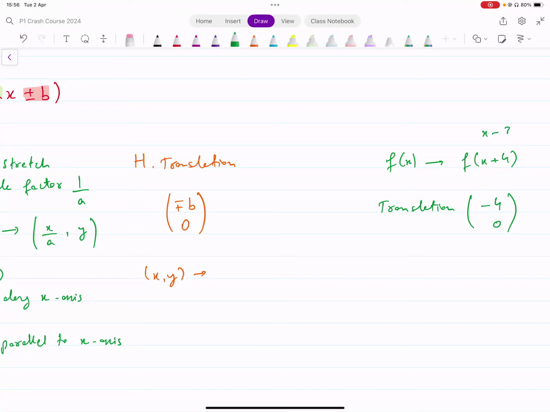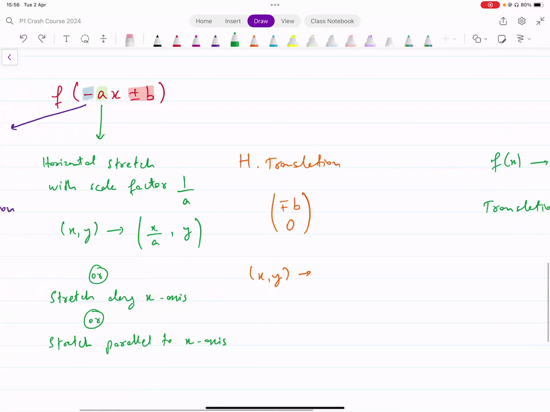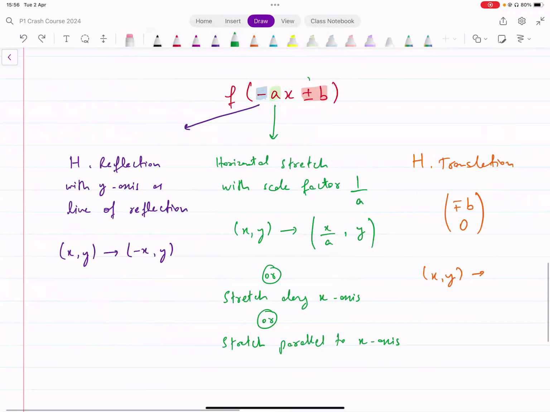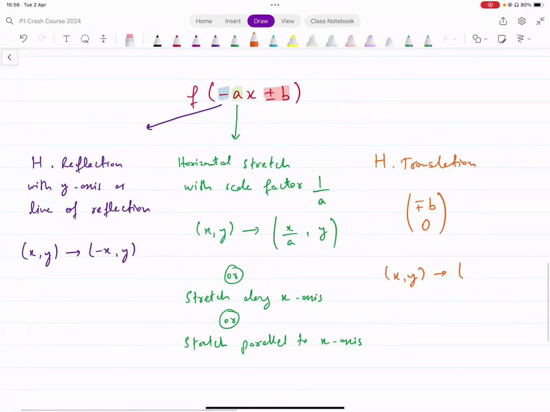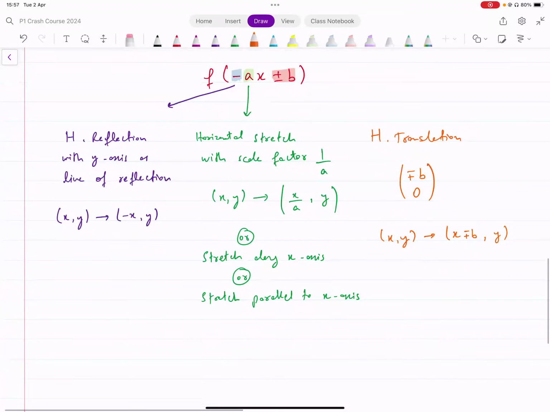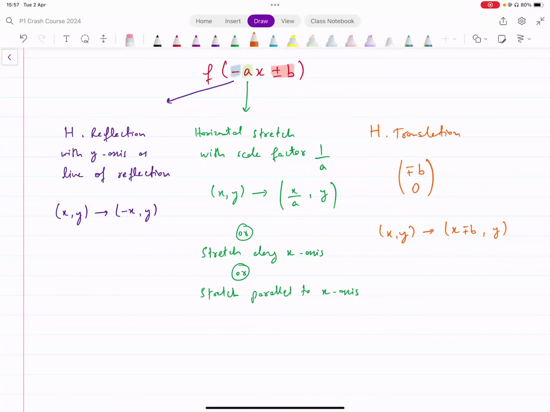If it was x minus something, you would have a plus sign here in the vector. Make sense? So that's why I've changed the order here: if you have a plus in the function, you have minus in the vector. If you have a minus in the function, you've got plus in the vector. And similarly, if you have an (x, y) point, where does that go? The x coordinate changes to x minus plus b, and the y coordinate remains the same. These are the 3 horizontal transformations you could have.